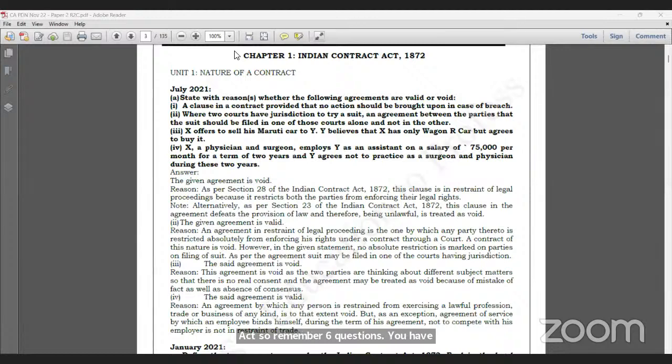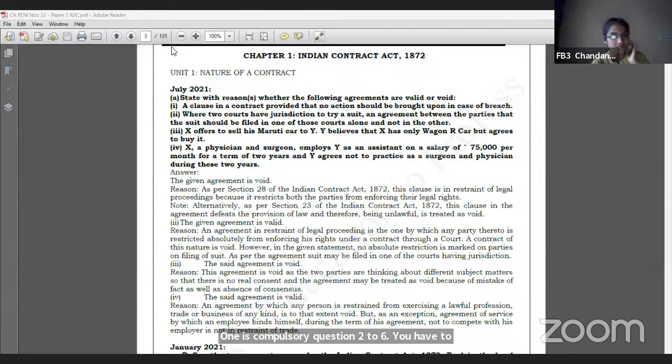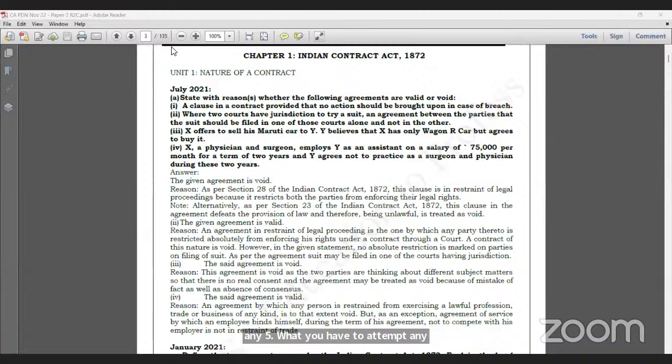So remember, 6 questions, you have to answer any 5. Question 1 is compulsory. Question 2 to 6, you have to attempt any 5. And in each of these questions, there will be one case study. The questions will be either 4-4-4 or 6-4-2 or 3-4-3-2, like that. It will total up to 12 marks.